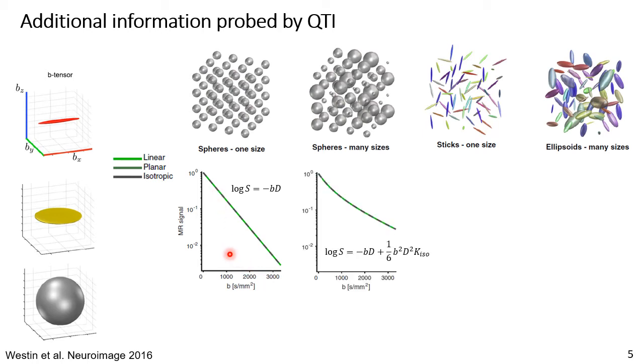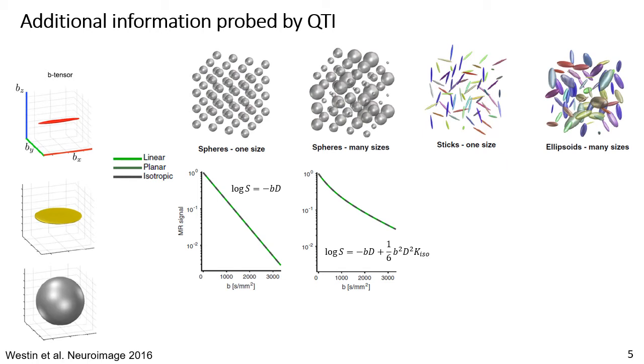In the second case, diffusion is still isotropic, so all sequences still provide the same information. However, now all sequences show a deviation from the linear relationship between the log signal and the B-tensor magnitude. As explained yesterday in the QTI talk, this deviation is caused by the presence of diffusion heterogeneity across the spheres with different sizes. This deviation can be quantified by a diffusion kurtosis term, which here is referred to as K-iso, since the diffusion isotropic variance is causing this kurtosis term.